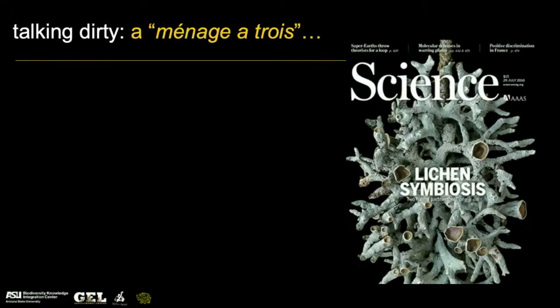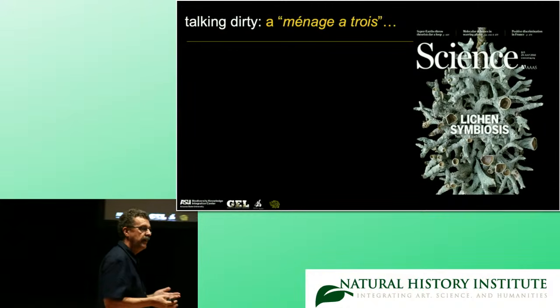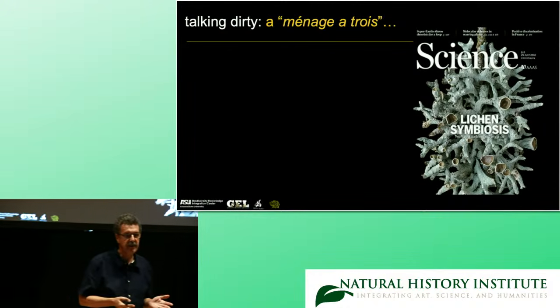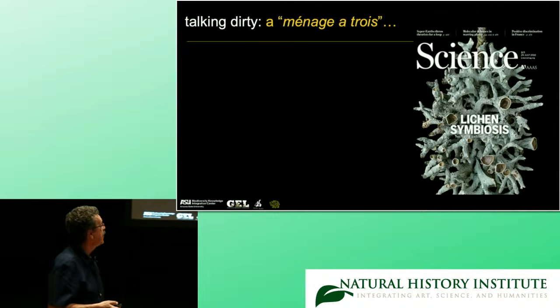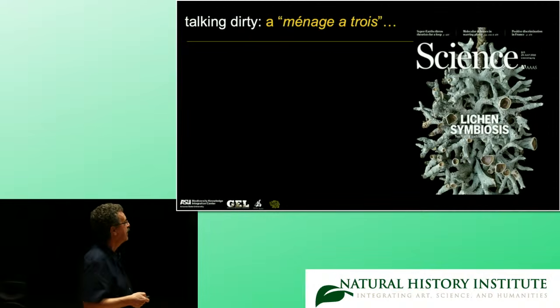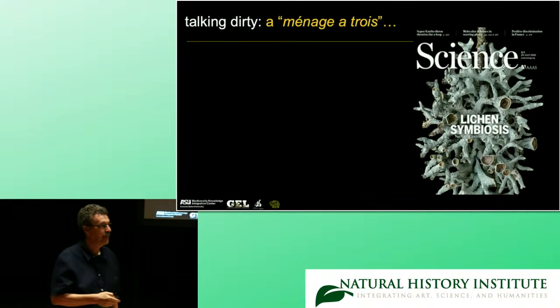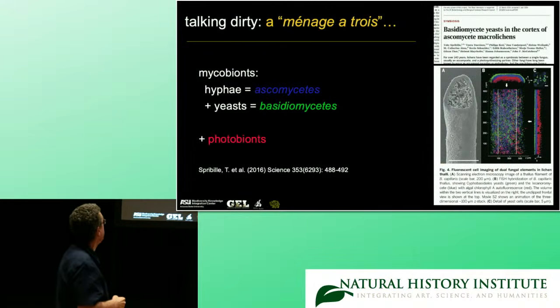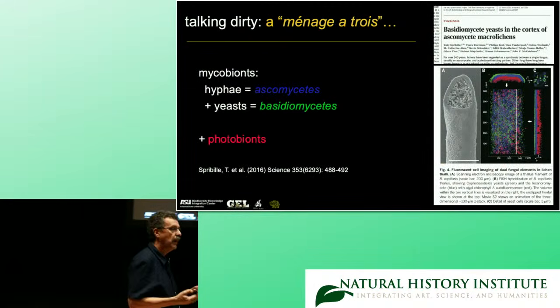Anyway, I'm saying this becomes more complicated because there might be not just two partners, the so-called mycobiont, the fungus, plus the photobiont, the algae, but there might be a third partner present. That was published only fairly recently in Science by a guy called Tobias Pribyl. And he looked at lichens with genetic tools, as we all do nowadays.